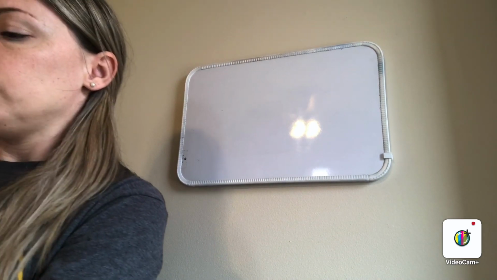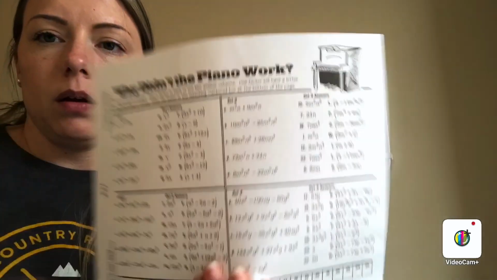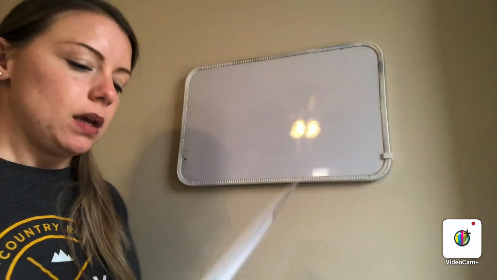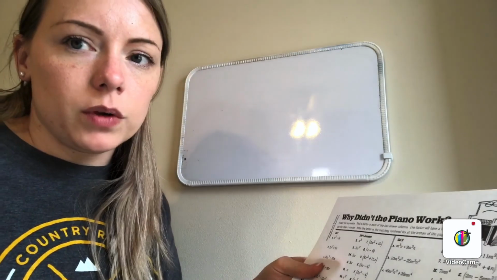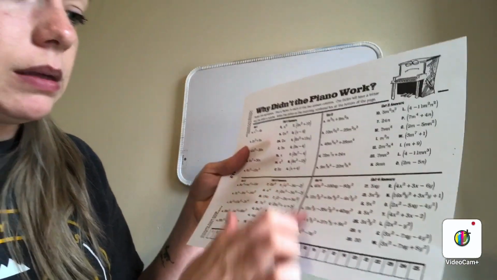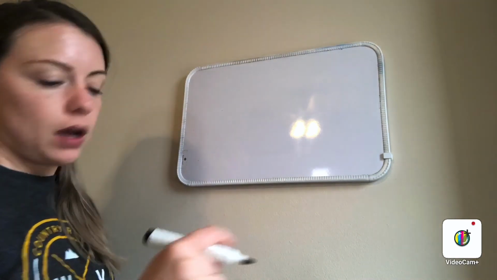So your assignment was the self-checking paper, Why Didn't the Piano Work? Which was this right here. All right, so if I wanted to go over another example with you, I would pick something in set 4 just to make sure that you were good to go, because those are a little bit more complex.